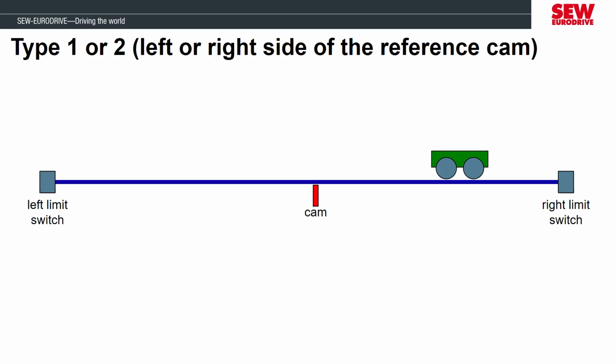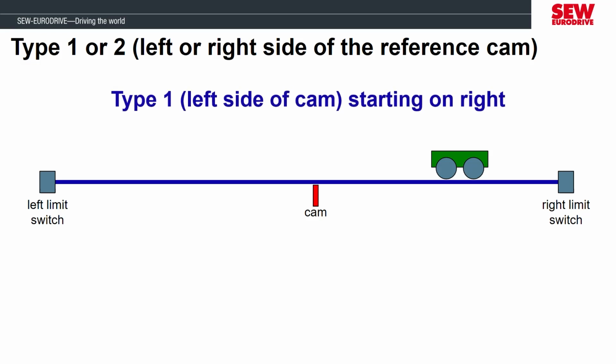Type 1 and Type 2 will combine the reference cam switch along with limit switches that we demonstrated earlier. The equipment will travel to the left or the right to find the reference cam and stop close to it and be referenced at that location of the cam. You could place this switch anywhere inside the limit switches to be where you want the equipment to set the machine 0 position.